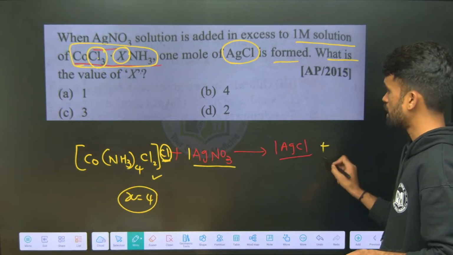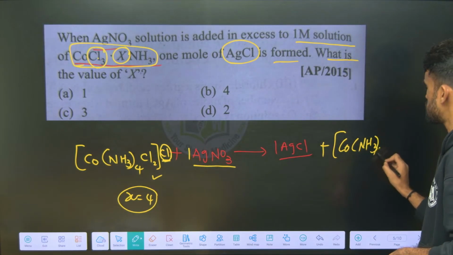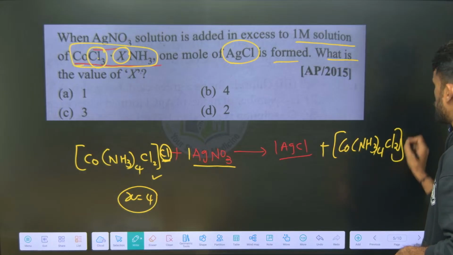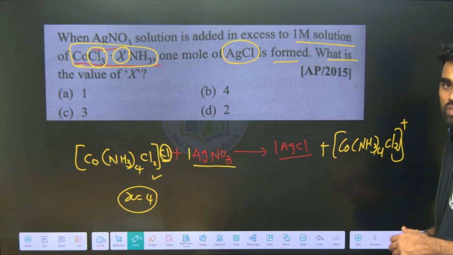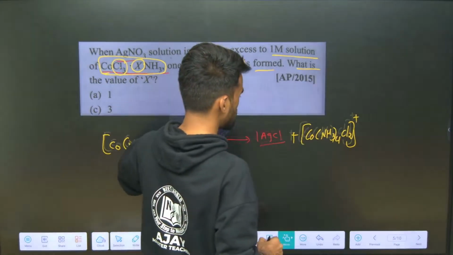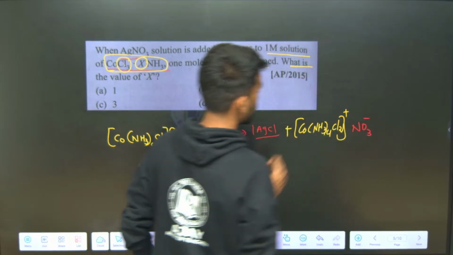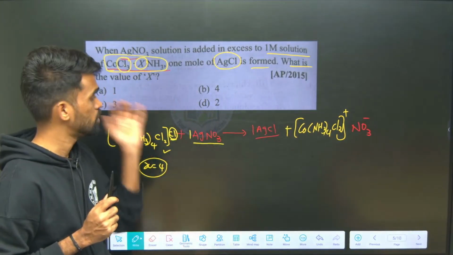Now we will get [Co(NH3)4Cl2] with positive charge. So these are the things we will get after adding AgNO3. And here the spectator ion, or anionic ion, will be the nitrate ion. This is a scenario we will be seeing.